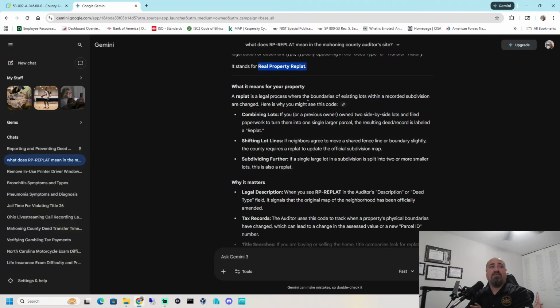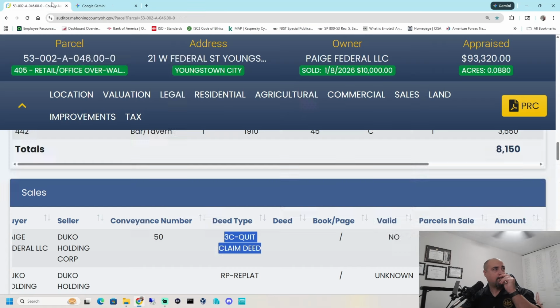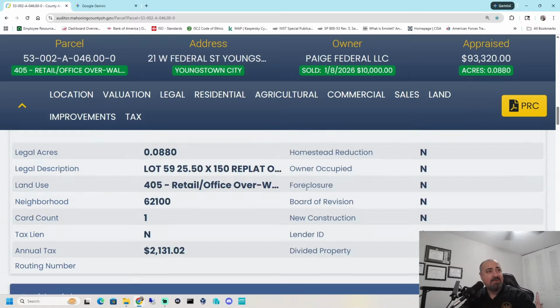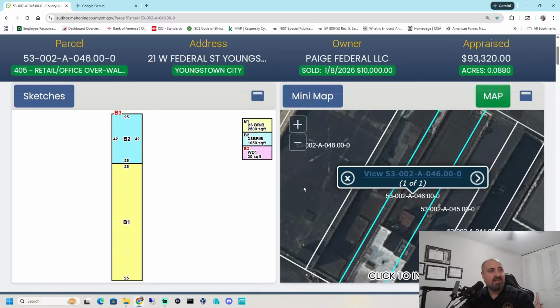Shifting lot lines. If neighbors agree to move a shared fence line or boundary slightly, the county requires a replat to update the subdivision. And then subdividing even further: if a single large plot is split into two or more smaller lots, it's also called a replat. Well, the map here doesn't reflect that.